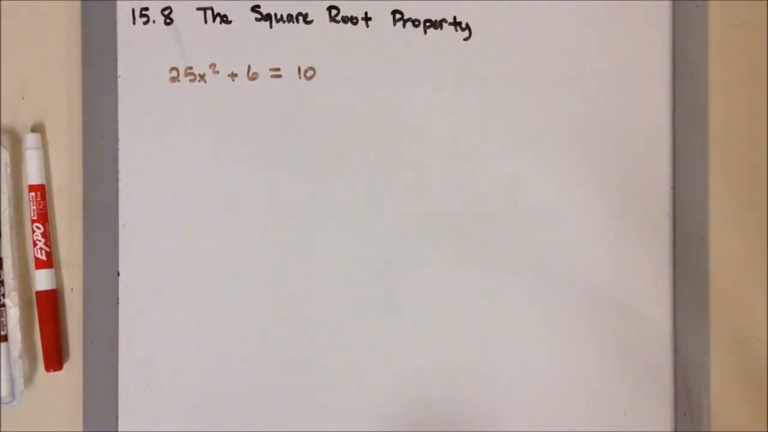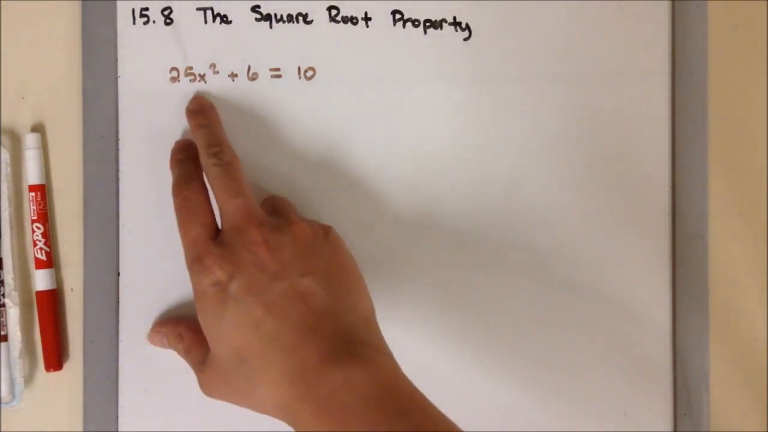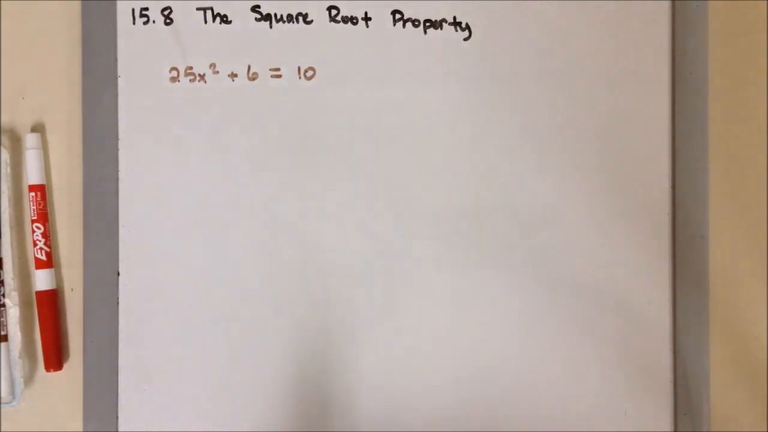Welcome to section 15.8, the square root property. So here you have an example of an equation, 25x squared plus 6 equals 10. It's going to be very similar to solving an equation, but it's going to involve using the square root property. And you want to see what I mean by that. So let's start working on this example.